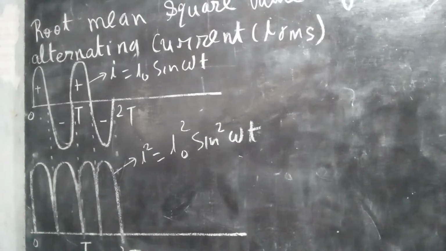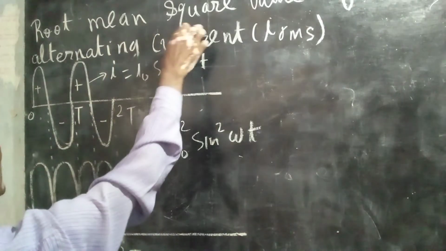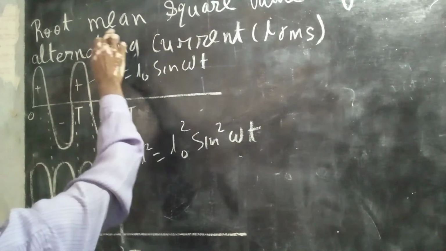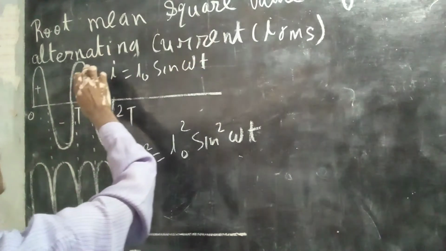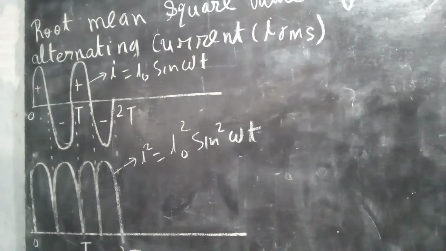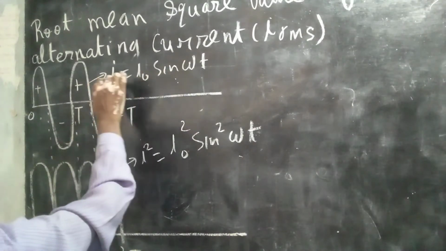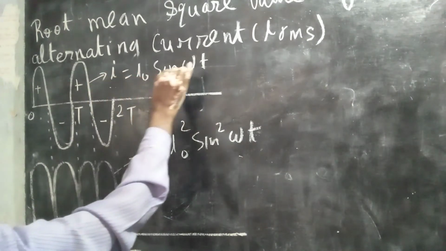Root mean square value of alternating current means we have to find the mean square value of alternating current. First we find the mean square value of alternating current, then we take the square root of this, and we get the root mean square value of alternating current. When we square the current at any moment t, given by the equation I is equal to I0 sin omega t.